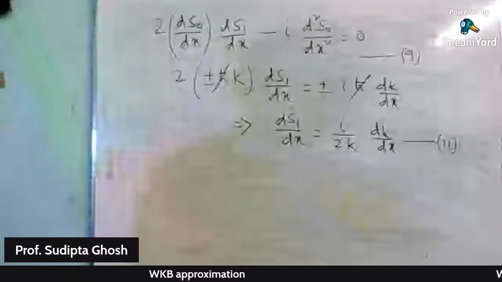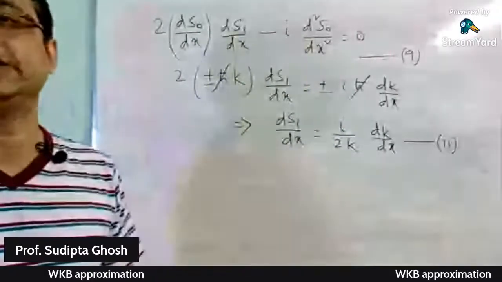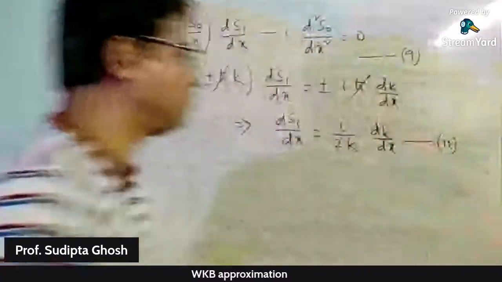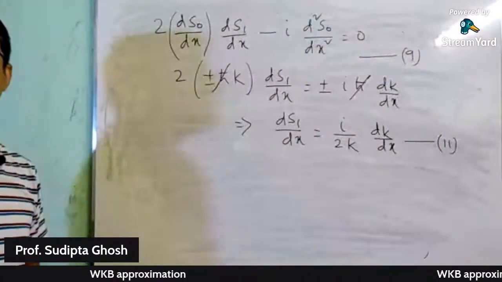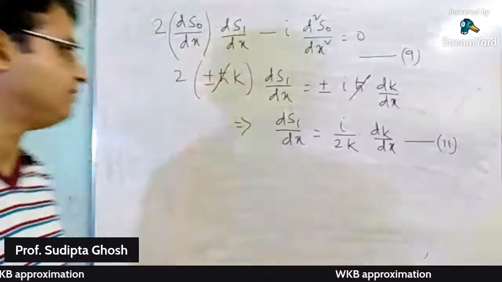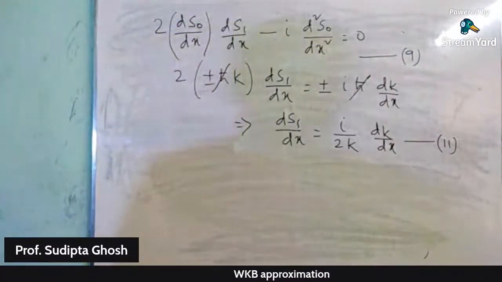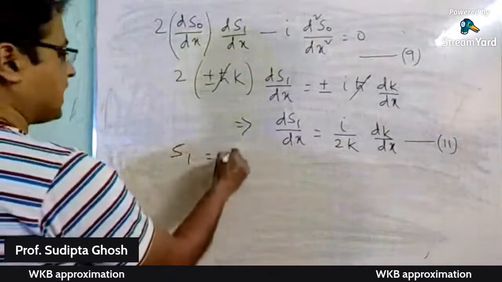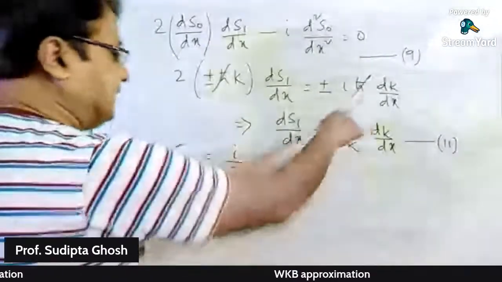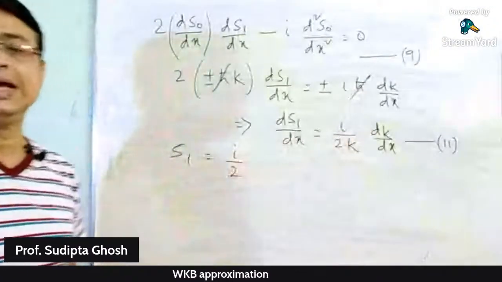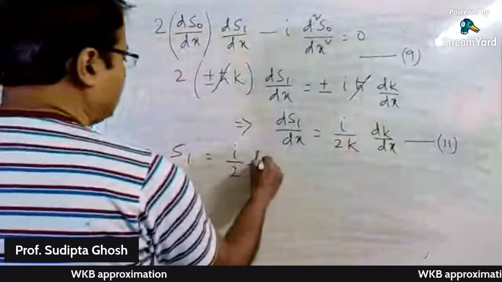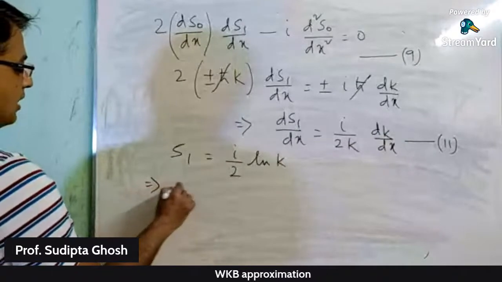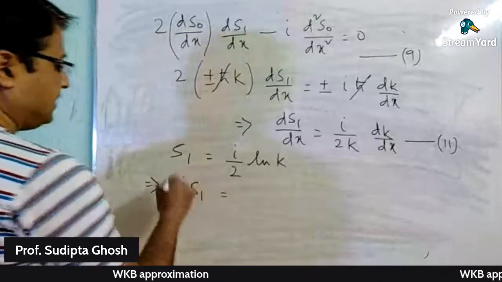Please comment. So this is the value of ds1/dx. Now integrating this equation 11, I can find the value of s1. So integrating, I get s1 equals i/2, and dk/k means ln k. So it will be (i/2) ln k.